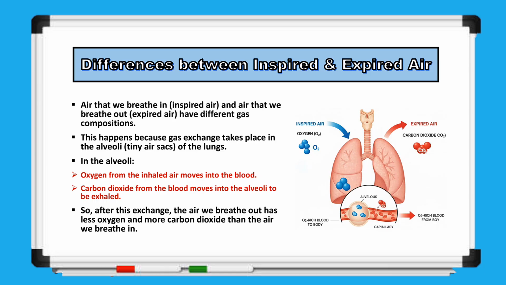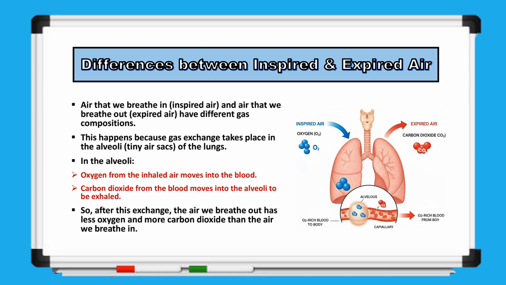As a result of this exchange, the air that we breathe out contains less oxygen and more carbon dioxide than the air we breathe in. This is why inspired and expired air differ in their composition. To put it simply, inspired air is rich in oxygen, which is then transported by the blood to all parts of the body. On the other hand, expired air contains a higher amount of carbon dioxide, which is released from the body when we exhale. This exchange of gases between the alveolus and the capillaries is essential for maintaining the oxygen and carbon dioxide balance in our body.